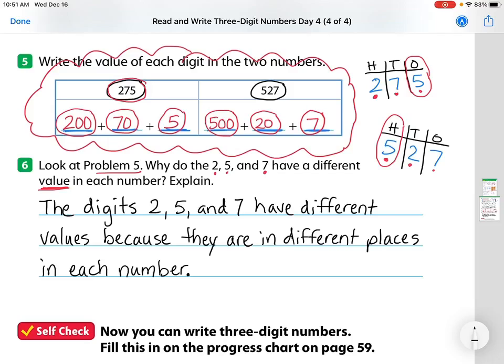Okay, and I hope that you are done writing your explanation of why those digits have different values in the different numbers. And this is what I wrote. I said that the digits 2, 5, and 7 have different values because they are in different places in each number. Basically, I'm just trying to say that if the 5 is in the ones place, its value is only 5. But if it's in the hundreds place, it has a value of 500 because I've got 5 hundreds, and that value would be 500.